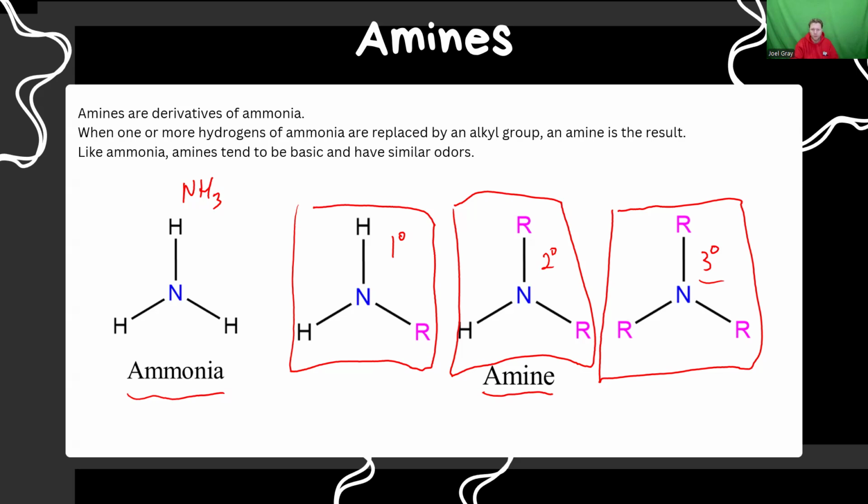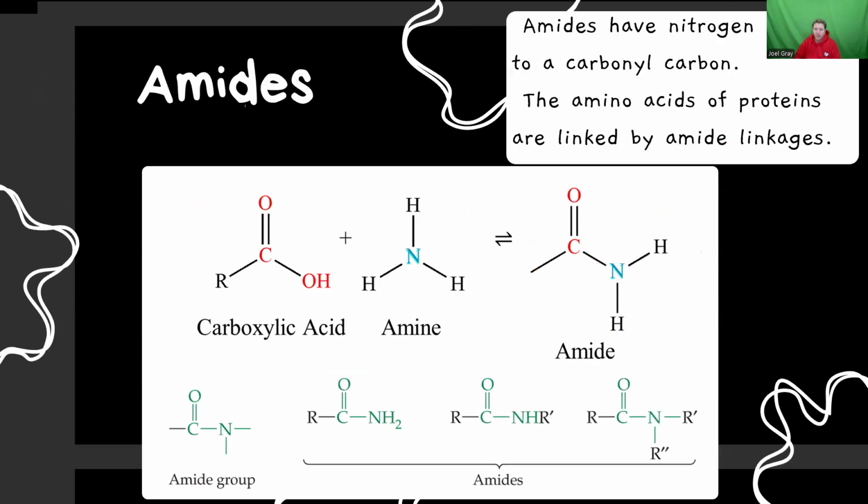Okay, so amines can have purposes similar to ammonia as a cleaning agent. Now, in terms of an application, amines can react with carboxylic acids. The significance of an amine reacting with a carboxylic acid is it makes a new functional group known as an amide. Amides have nitrogen bonded to a carbonyl carbon. The amino acids in proteins are linked by an amide linkage.